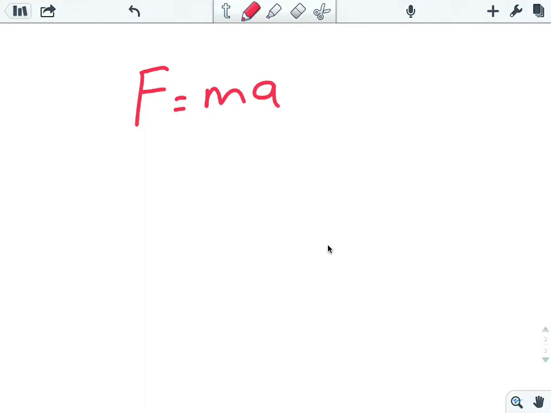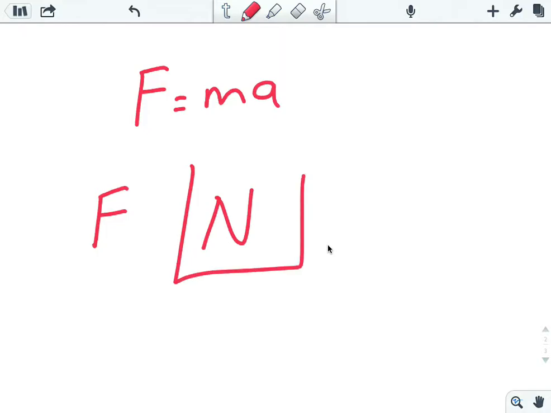Now, the force is a push or a pull on an object, but the equation that we use is F equals ma. Force, we already said, is the push or pull on an object. It's measured in newtons. The big thing here is that it's measured in newtons. Anytime it asks you about weight or the force due to gravity, weight is never in kilograms. Weight is always in newtons.